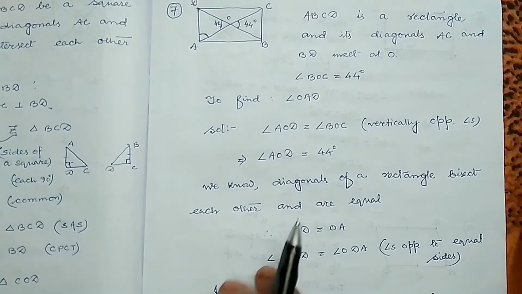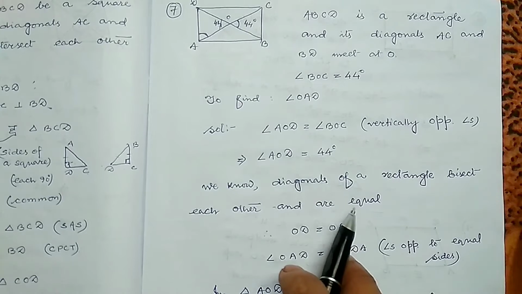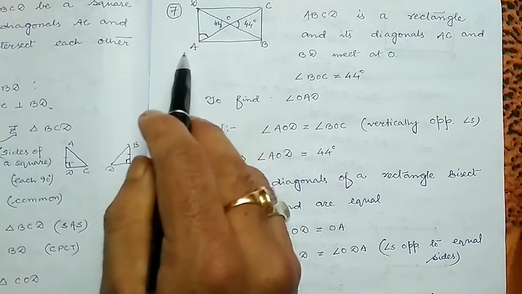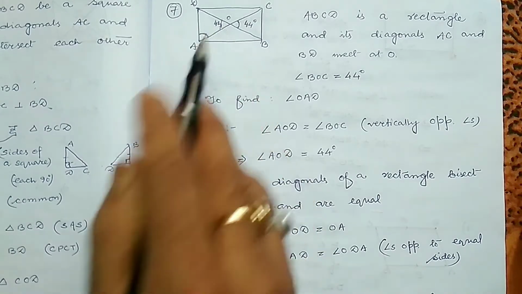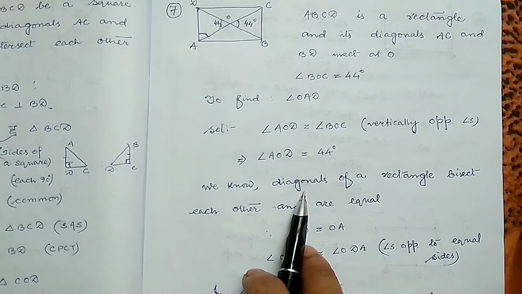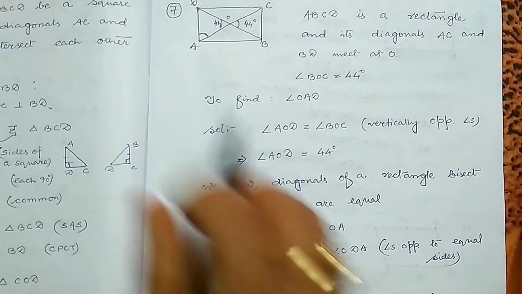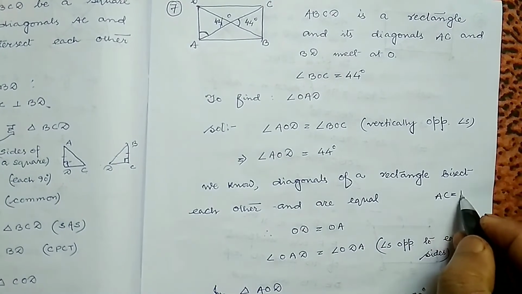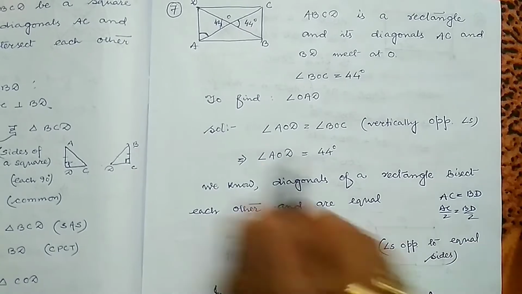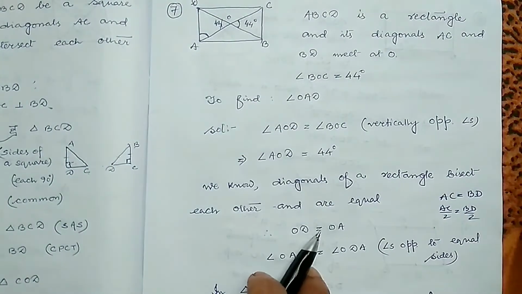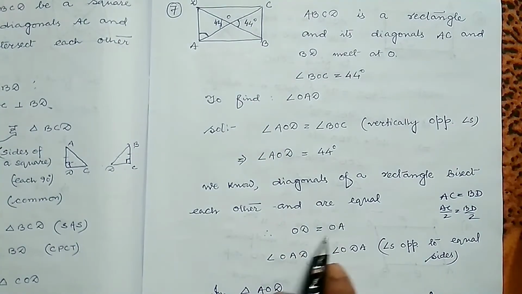First part clear? Now diagonals of a rectangle bisect each other and are equal. So we know diagonals are equal. So I can write AC equals BD. And since they bisect, that means AO equals DO. So directly we are using the property that diagonals of a rectangle bisect each other and are equal. So just imagine that AC equals BD. So AC by 2 will equal BD by 2. And what is AC by 2? AC by 2 will be OA, and BD by 2 is OD. So directly we are writing OD equals OA.